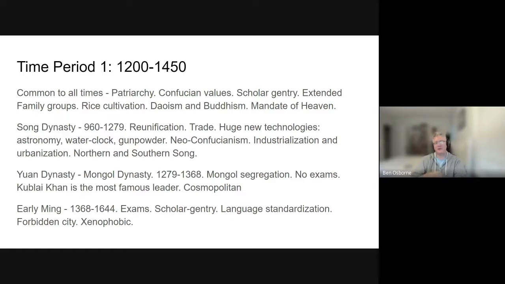So first off, common throughout all of our time periods, 1, 2, 3, and 4, we're going to see some similarities between all those time periods. One of the big ones here is going to be patriarchy. This really only changes a bit when we get to the later periods, like kind of the communists and on. But up until that point, we have a pretty clear patriarchal kind of situation in China. Husband and brother and father, those are going to be the people who are sort of in charge.